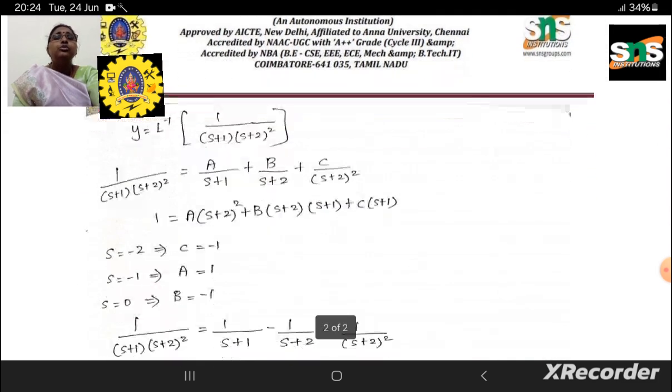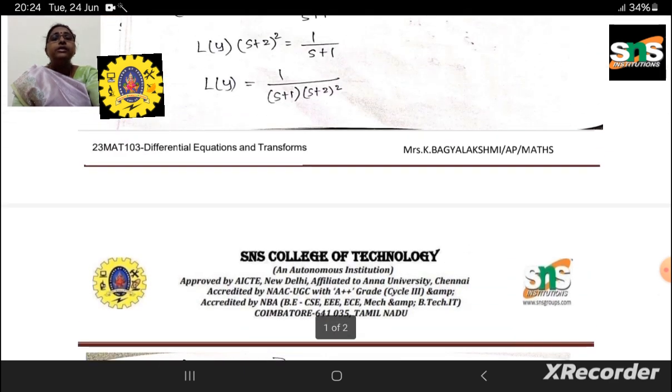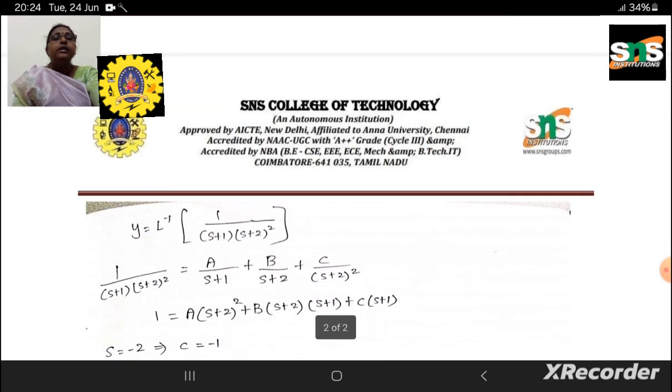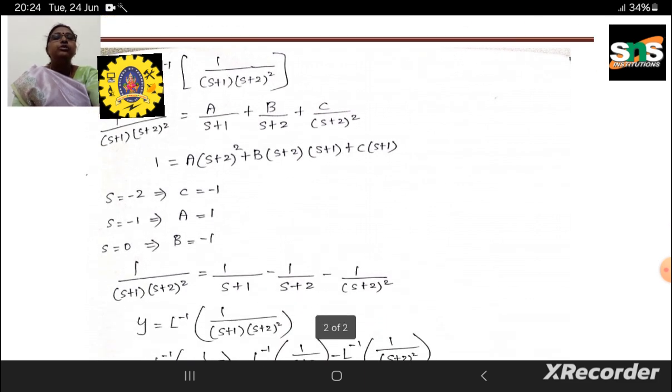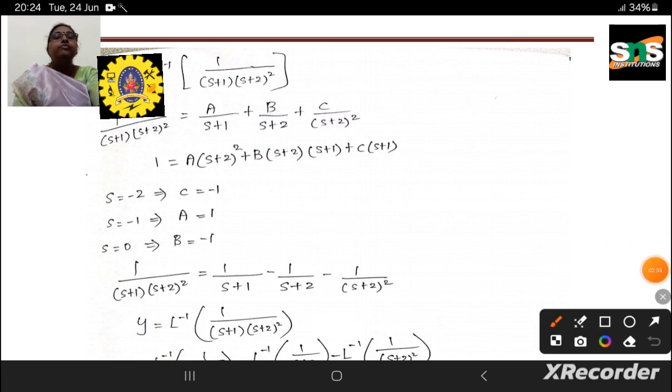For this multiplicative term we can apply partial fractions. Taking the left side to the right, we have y equals L inverse of 1 divided by s plus 1 into s plus 2 the whole square. It is of the form for applying partial fractions, so using partial fractions we can separate these terms.